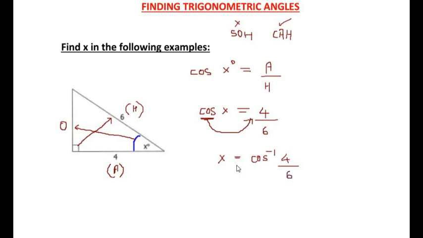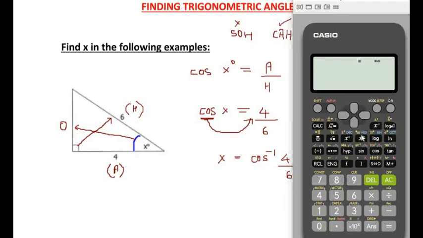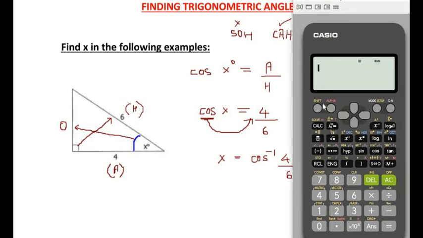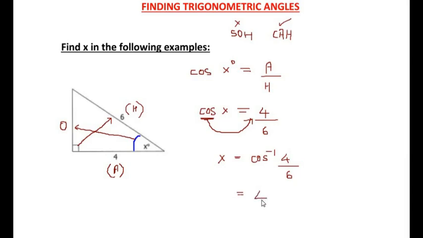We have to use a calculator to find the value of cos inverse of 4 over 6. So let us use the calculator now. For finding the cos inverse, you have to click on shift and then click on cos. You can see over here you get the same exact expression, cos inverse 4 divided by 6. So you get the answer as 48.18 degrees, or you can round it off as 48.19 degrees. So this is the value of x.